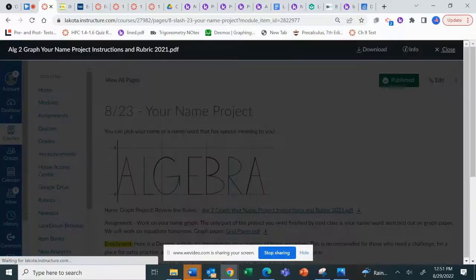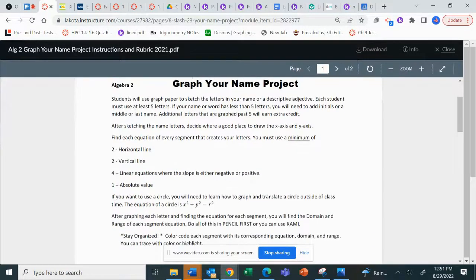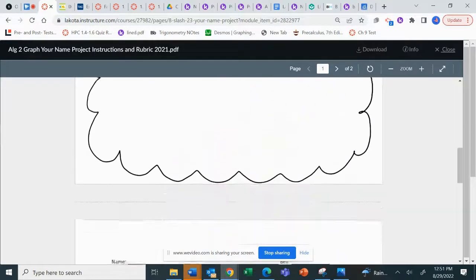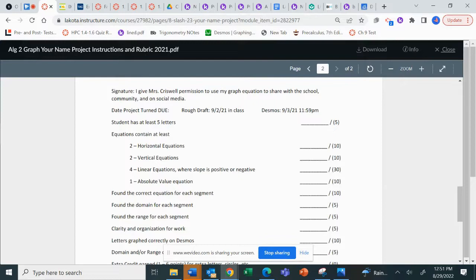Here's the rubric. If you open it up, it says everything that you need to have to get points. So it tells you in words here, and then down this way, this is the actual rubric. And you know what? It says rough draft and Desmos on here. I have to change that because that's different this year. This was 2021. Sorry about that.